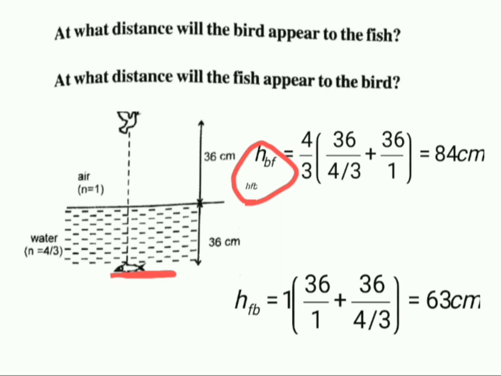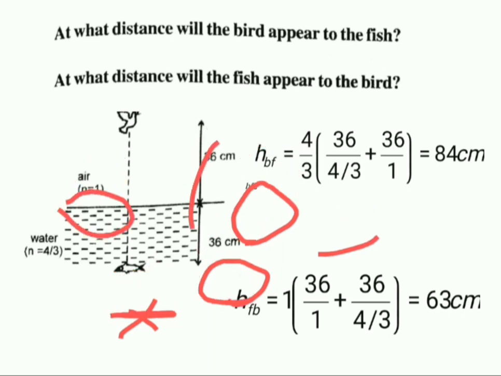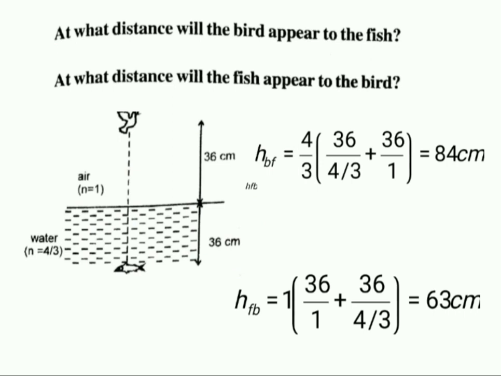Because we are finding out the position of the bird with respect to fish, start from fish. 4 by 3 is the medium in which fish is present. Refractive index of water is 4 by 3. So h1, 36 by 4 by 3, 36 by 1. Okay, make use of the formula mu naught into h1 by mu1 plus h2 by mu2 until you reach your destination. So fish has to reach the bird. Answer comes 84.